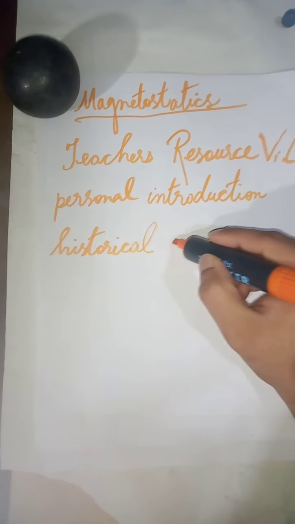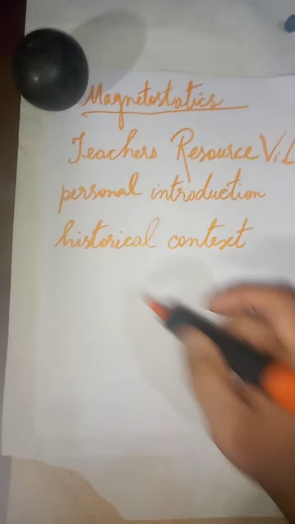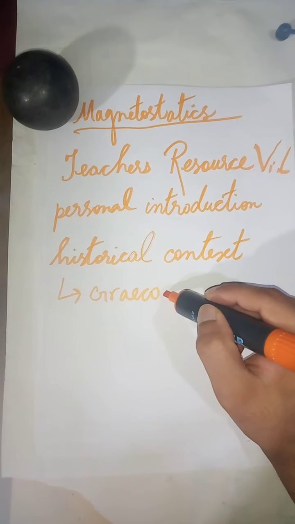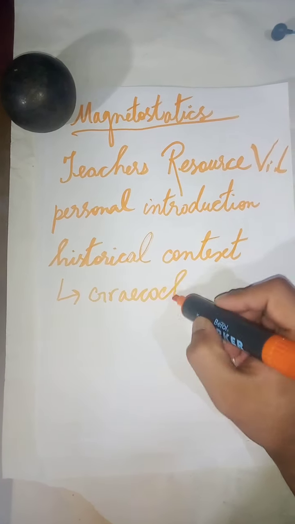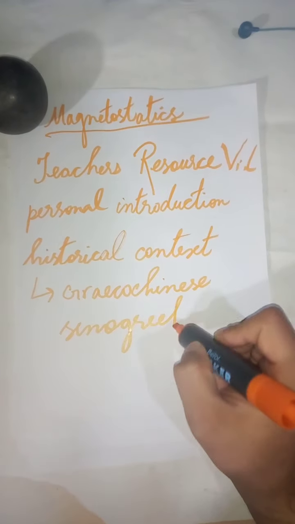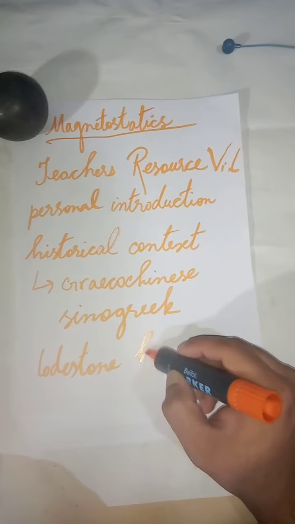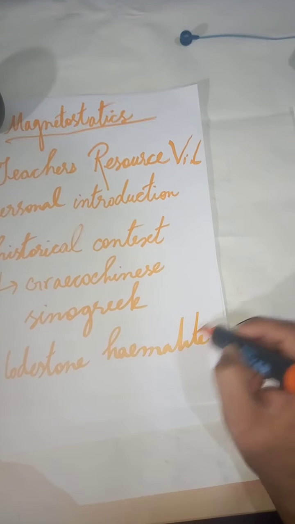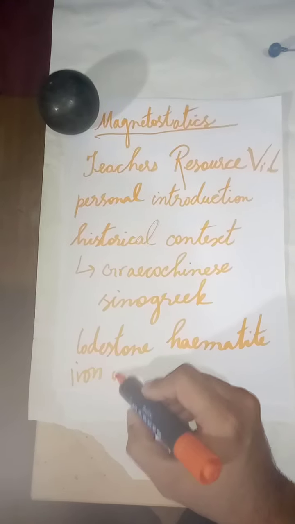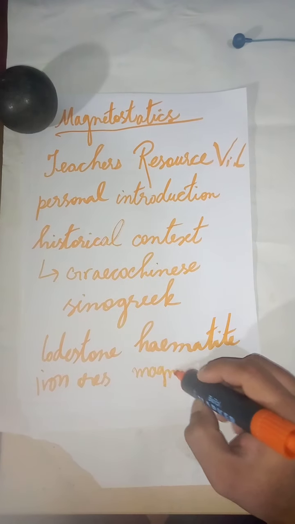So I provide a historical context for magnetism, where it started from, i.e. Greco-Chinese, or Sino-Greek backgrounds, and I talk about the lodestone, hematite, and all these iron ores that display magnetic behavior.